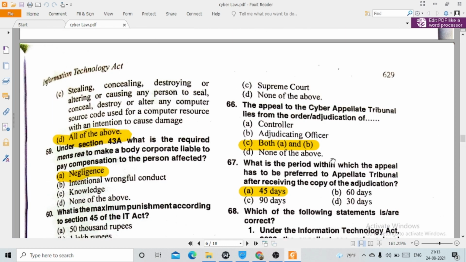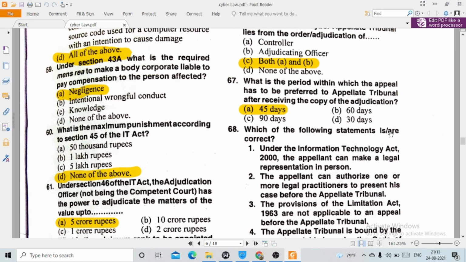Question number 66. The appeal to the cyber appellate tribunal lies from the order and adjudication of, just now I have told you, controller and adjudicating officer, both A and B. 67. What is the period within which the appeal has to be preferred to appellate tribunal after receiving the copy of the adjudication? Option number A, 45 days. So 45 days is the period of limitation.